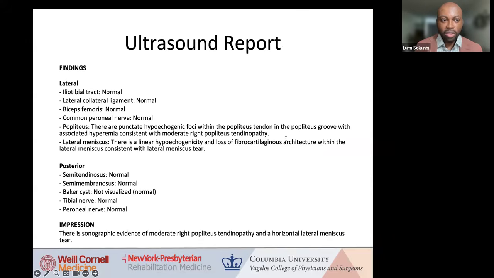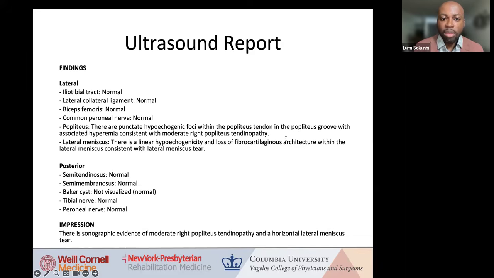So for this patient, in terms of getting into the ultrasound report, looking at the lateral knee, the main structures that were normal were the IT band, the LCL, biceps femoris, and common peroneal nerve. But looking at the popliteus, there are punctate hypoechoic foci within the popliteus tendon in that groove with the associated hyperemia, which is consistent with moderate right popliteus tendinopathy. As far as the lateral meniscus, there's a linear hypoechogenicity and loss of the fibrocartilaginous architecture, consistent with a lateral meniscus tear.